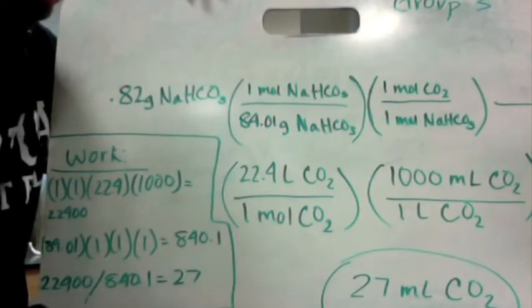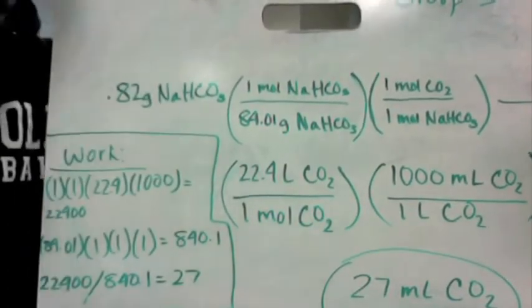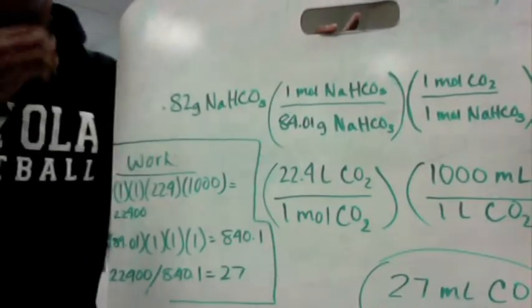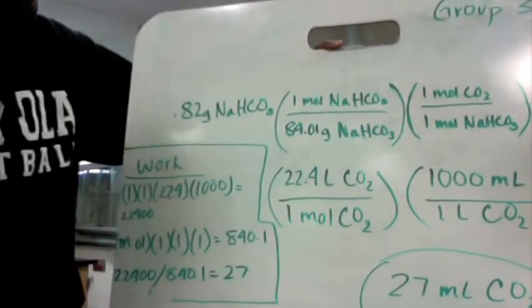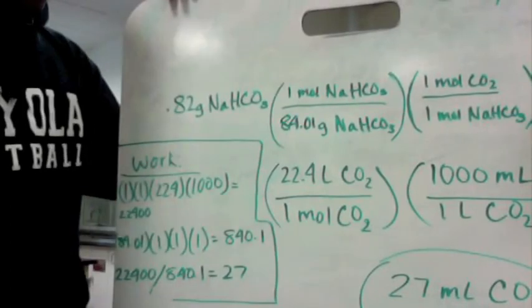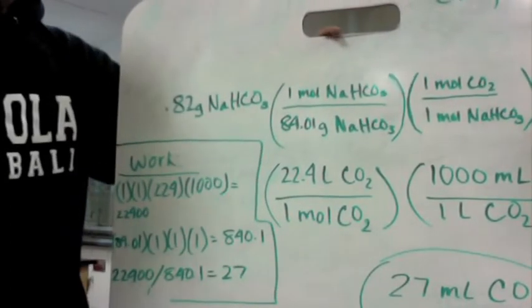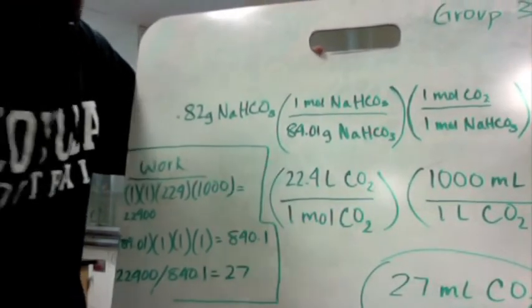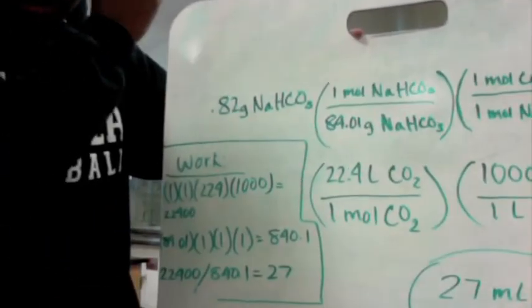From then you put 1 mole of each of what you're trying to find, and then at the bottom of what you start with. And then you also use the number of the balanced equation that was given to us during class, and from then on you just do the basic stoichiometry, and what you're going to find is the answer is 27 milliliters of carbon dioxide.